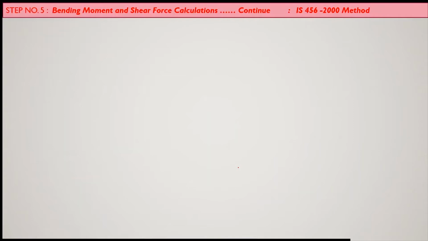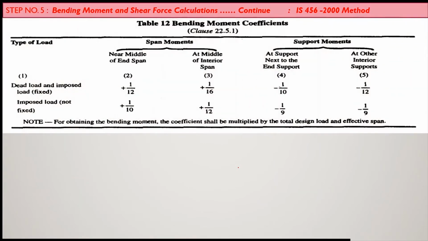Now step number 5 is continuing. You can refer to table number 12 for bending moment coefficients. That means table number 12 in IS 456 is where you have to take these coefficients from. Now let us go through this table number 12 minutely. You will find the type of load given in the first column. If you consider dead load and imposed load, both are fixed loads.